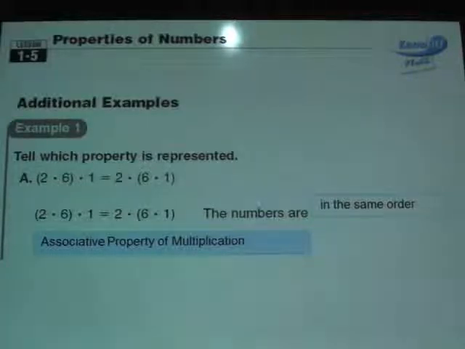The numbers are in the same order, no question, but the parentheses have moved from the front of the problem to the back of the problem. So that's the associative property. Now, of course, the second part of the answer there, fairly obvious. If it's an addition question, you would say that this is the associative property of addition. Obviously, this is not an addition problem, this is a multiplication problem. Since this is a multiplication problem, you're going to tell me it's the associative property of multiplication. And that's all you need to say here for example 1, part A.